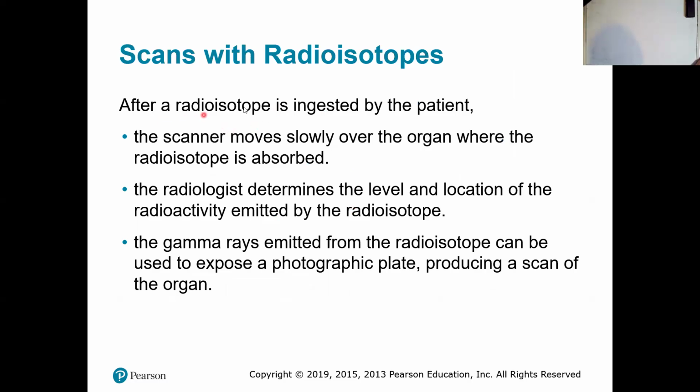After you allow your patient to ingest a radioisotope, that's when the scanner is going to start moving over the organ of interest. And that's when you're going to be able to get the image that you're looking for, depending on the type of detection method used. Okay, there'll be some that are using a photographic plate that are going to be able to detect the radiation that's being emitted from that particular isotope that's kind of like sitting in that organ now, just emitting its radioactivity.